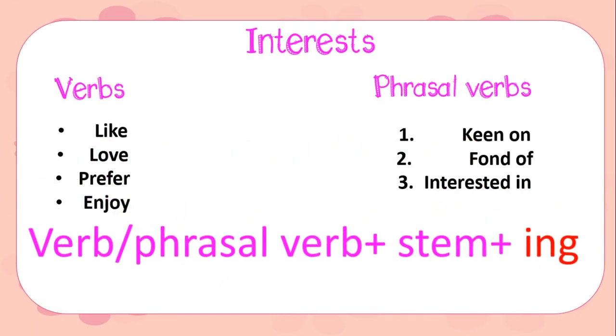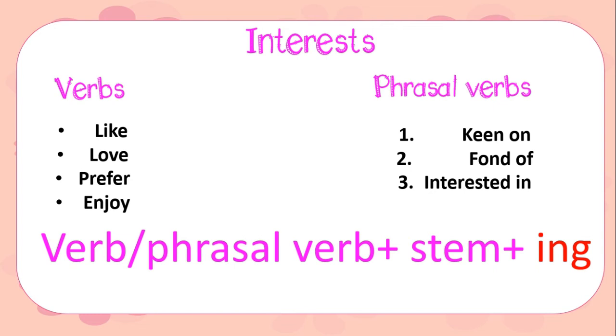So, in order to express my interests, I use verbs or phrasal verbs. These verbs and phrasal verbs need a stem plus ing. You ask me, what is a stem? The stem is, for example, we have the verb to play. It's in the infinitive. The stem is this verb without the to. Play here is the stem. Okay?